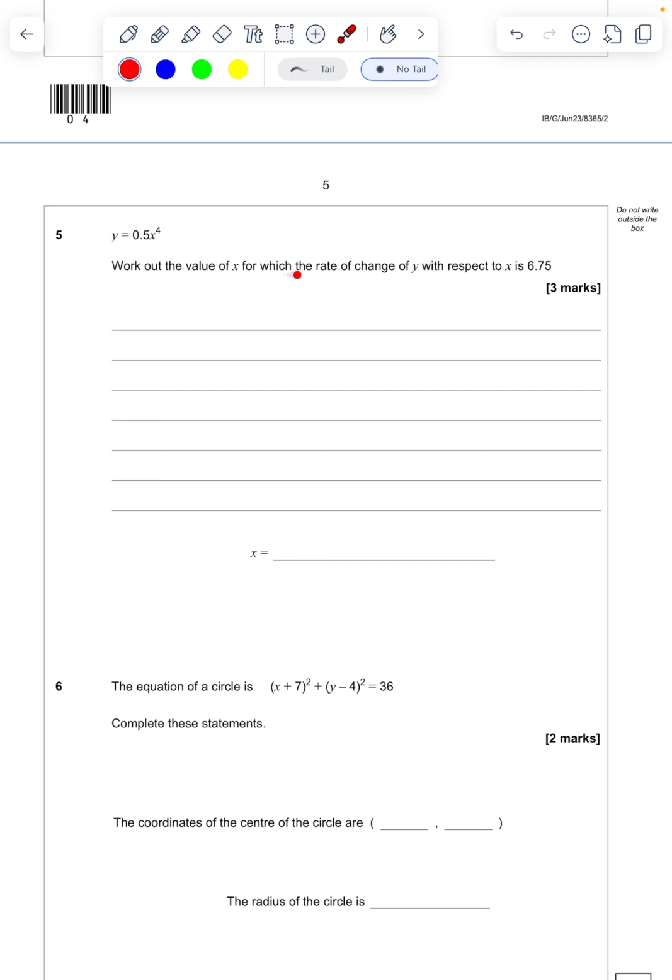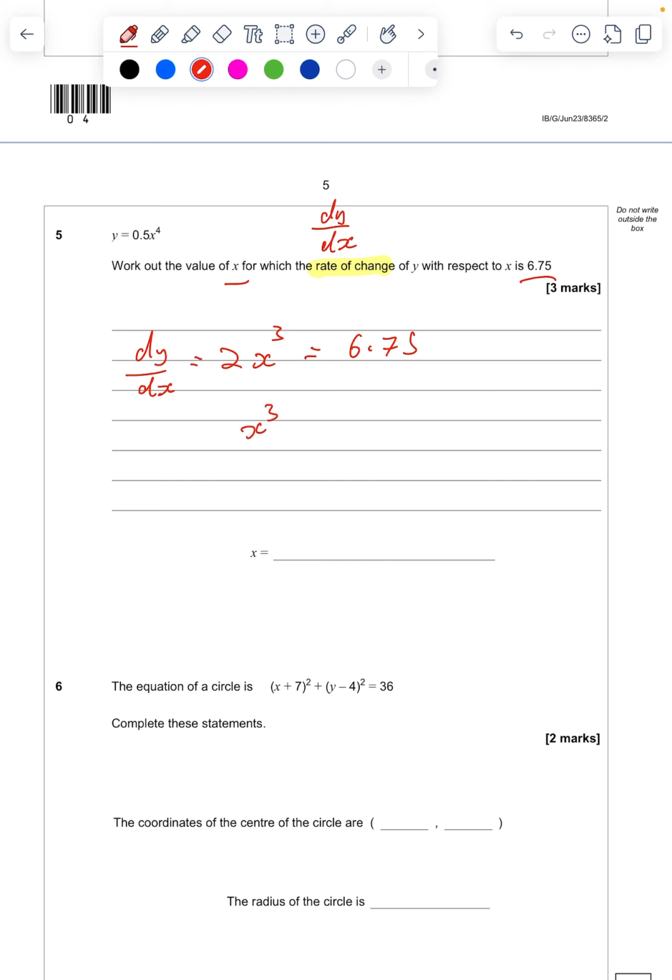Work out the value of x for which the rate of change, now this is a key word here, rate of change means derivative, means differentiation. So you want to go and take the dy by dx of this question. So work out the value of x where dy by dx is 7.5. Basically, differentiate your function. You take that 4 times it through by 0.5, which is 2x, you reduce the power by 1, and you know that this is equal to 6.75. And then you've got to go and solve this equation.